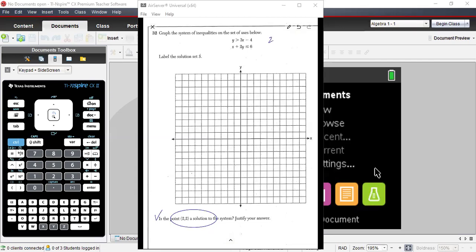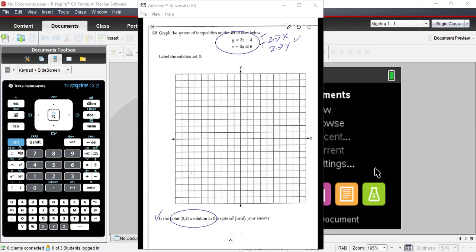We could store 2 into X, we could store 2 into Y, and then we could type in both of these inequalities. And if we get 2 true statements, then that means it is a solution. If we get any false statement, then it's not. Now, you can do it that way. For instance, if you struggle with the graph, you can still get 2 points by doing this and then explaining what you did. But we're going to graph it, and then we're going to look at the solution set, and we're going to plot the point to see if it's in there.